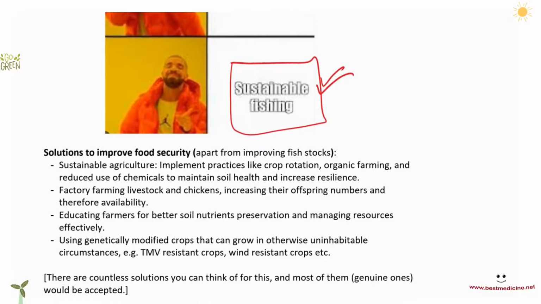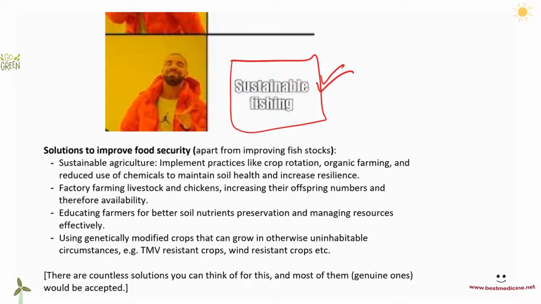Solutions to improve food security, apart from obviously improving fish stocks. So again, sustainable agriculture, right? For example, implementing practices like crop rotation, growing different kinds of crops, organic farming, and reducing use of chemicals to maintain soil health and nutrients, right? Also, factory farming livestock and chickens, increasing their numbers and therefore availability. Educating farmers for better soil nutrient preservation and managing resources effectively. Once you educate farmers, they're able to be more productive and produce more food.